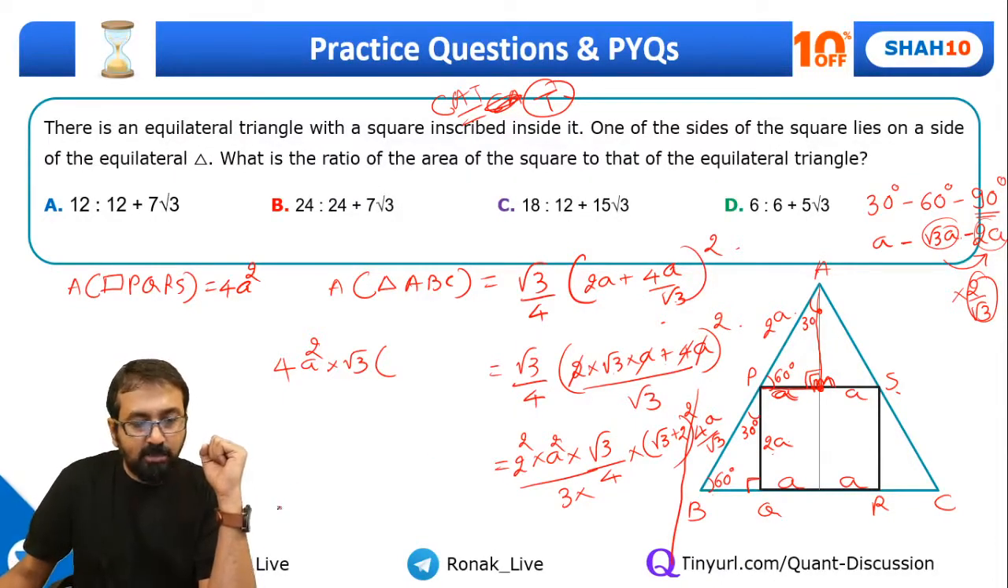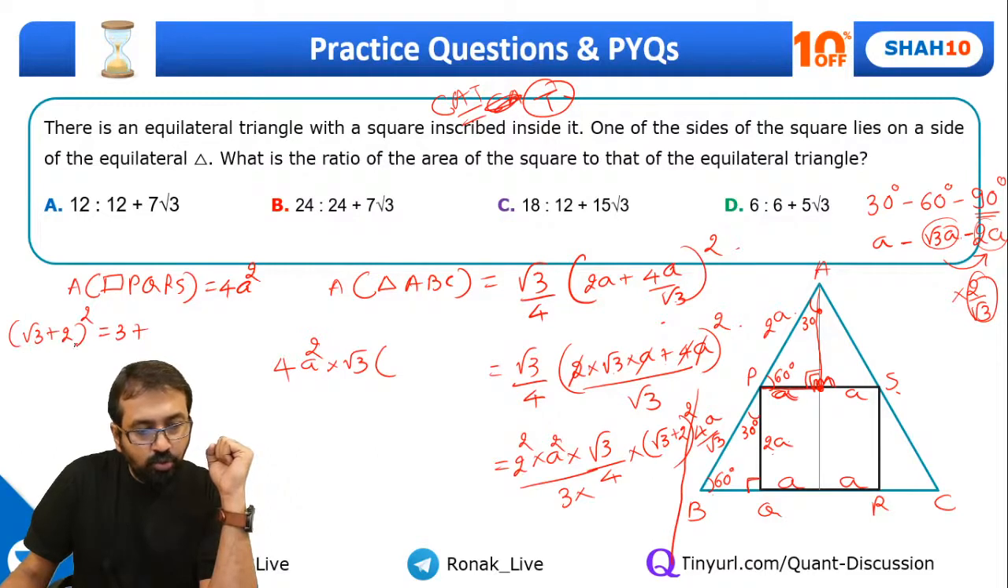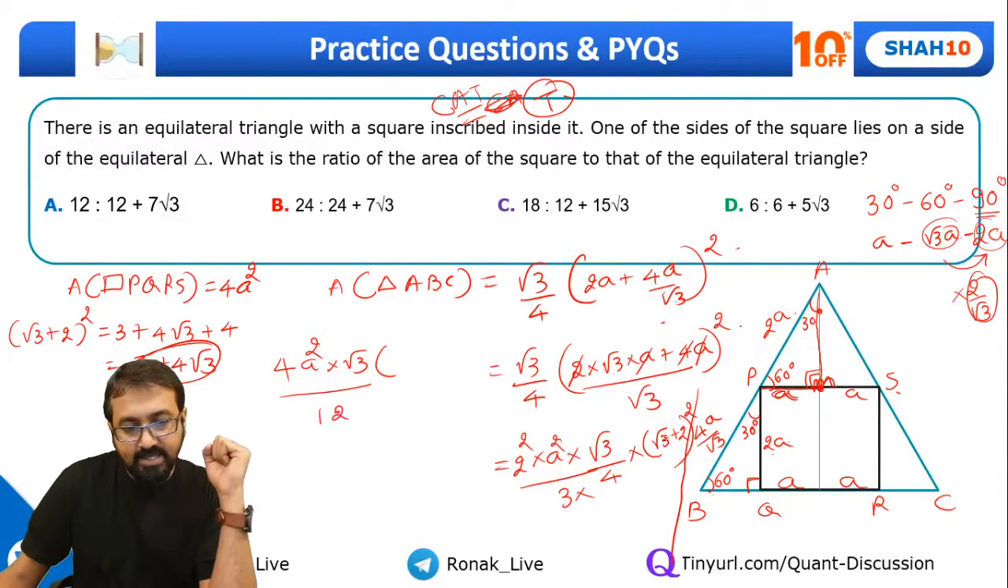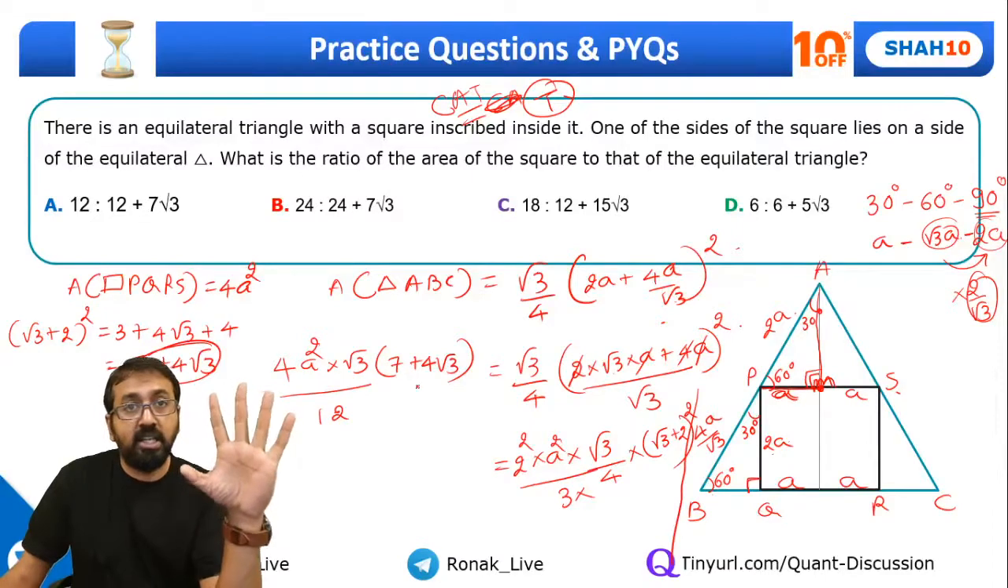Now what is root 3 plus 2 whole square? Let me just write over here. Root 3 plus 2 whole square is equal to root 3 square, that is 3, plus 2 into root 3 into 2, that is 4 root 3, plus 2 square, that is 4. So this will come out to be 7 plus 4 root 3. So I'll write down: I have taken this part, 4A square into root 3 upon 12 as it is, and this one will come out to be 7 plus 4 root 3. I hope all of you are with me, guys.